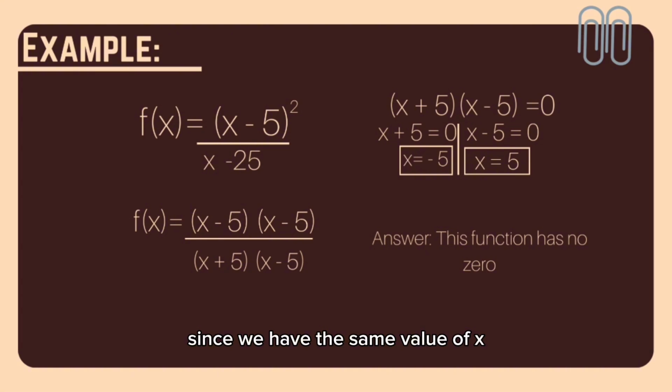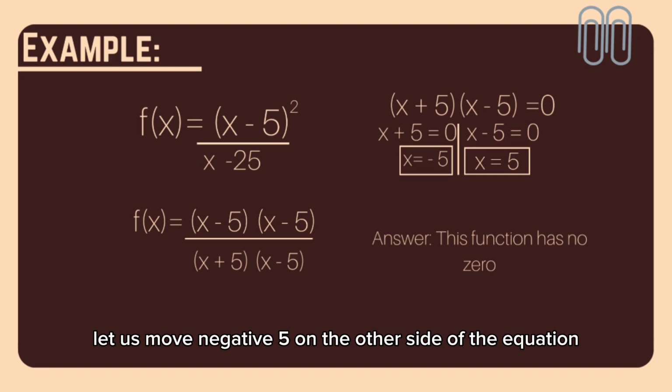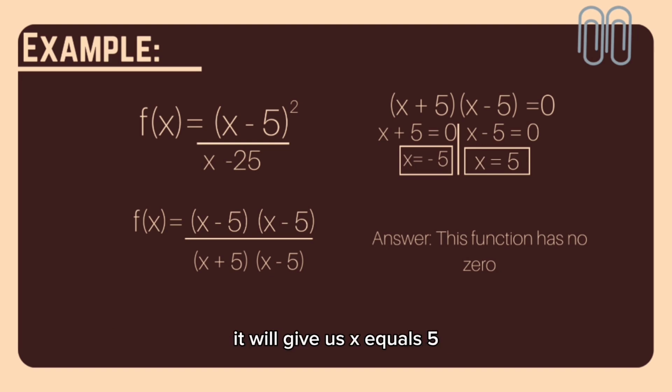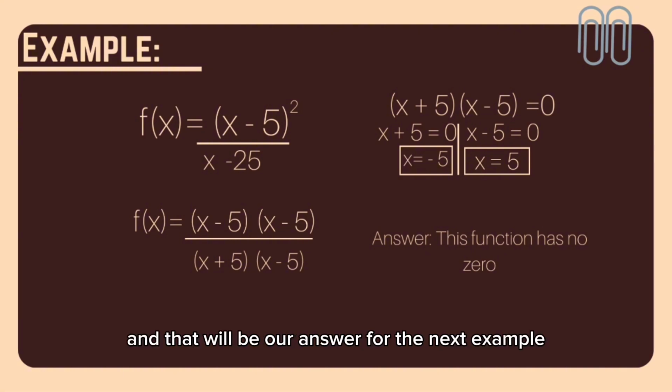Since we have the same factor in the numerator, we set x minus 5 equals 0. Let us move negative 5 to the other side of the equation. It will give us x equals 5. Since 5 is a restricted value, therefore the function has no zero, and that will be our answer.